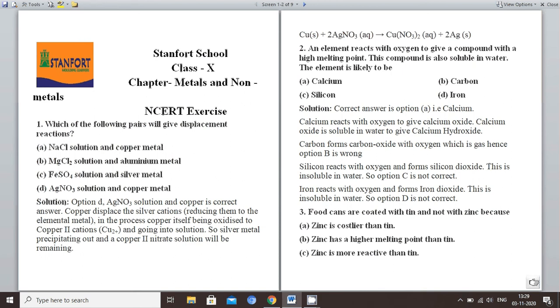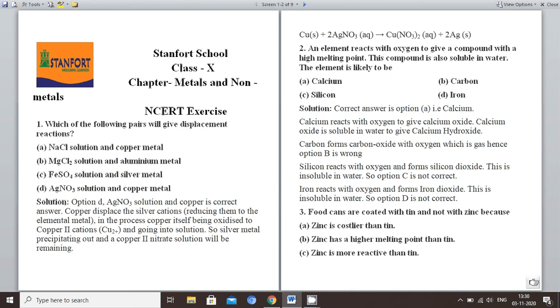Okay, the first part is NaCl solution and copper metal. Will copper displace sodium from NaCl solution? No. That means copper is less reactive as compared to Na, so it will not displace sodium from its sodium chloride solution. The first part will not give any displacement reaction.